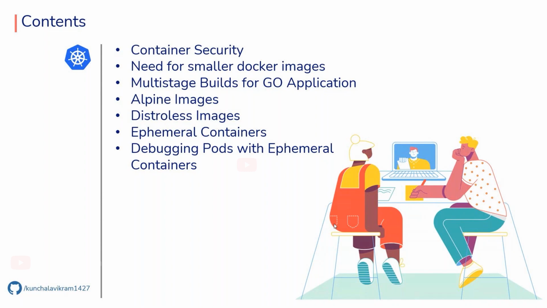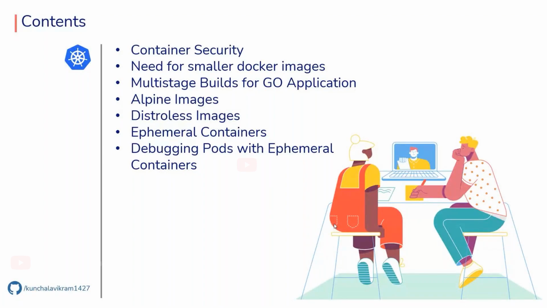and we'll see how to build smaller Docker images for Golang based applications using multi-stage builds. We'll see a normal build. At the same time, we'll also build the container using multi-stage builds, and we'll compare the image sizes of the two, the one built with the normal build and the one built with multi-stage builds. And we'll understand what Alpine images are. Then we'll come to Distroless images. What are Distroless images?